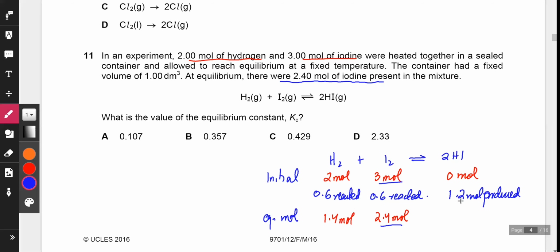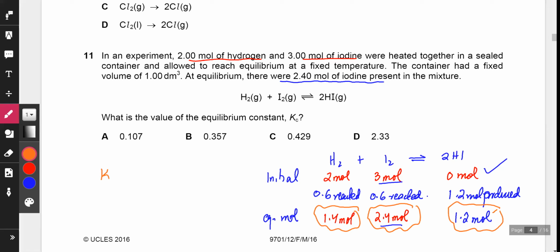Which means at equilibrium you have 1.2 moles of this substance, because initially you had 0 moles. So is this clear to everyone? Abba, Rida, is this clear? Hiba, is this clear? It's clear. Yes, sir. Achha, so the final thing is you have to find the value of Kc.